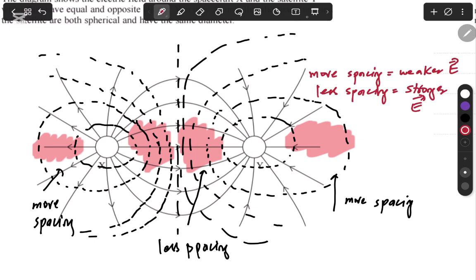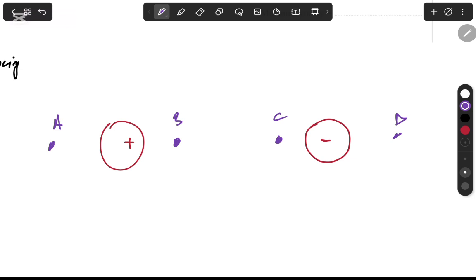Now, more spacing means that there's a weaker electric field, and less spacing means there's a stronger electric field. That means the electric field is weaker in these 2 places and much stronger here. And now I'm going to show you why that's the case.